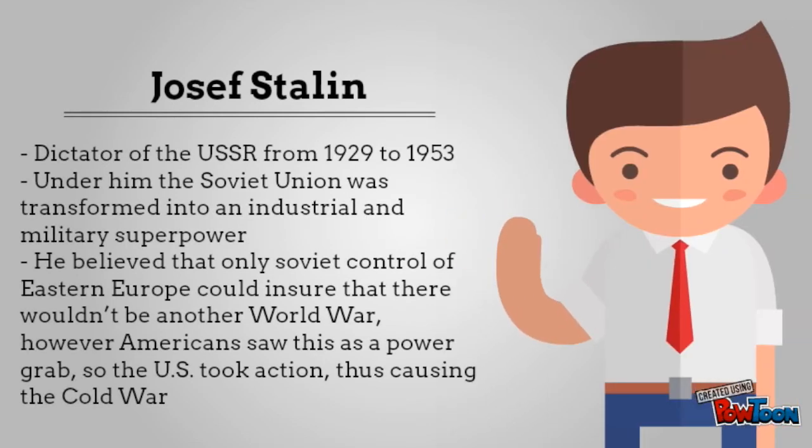Next, to begin our USSR leaders, is Joseph Stalin. He was the dictator of the USSR from 1929 to 1953. Under him, the Soviet Union was transformed into an industrial and military superpower. He believed that only Soviet control of Eastern Europe could ensure that there wouldn't be another world war. However, Americans saw this as a power grab, so the U.S. took actions, thus causing the Cold War.